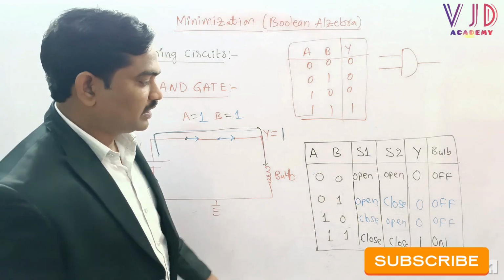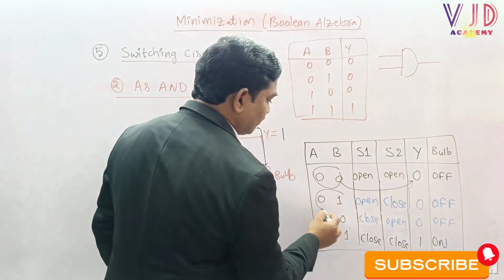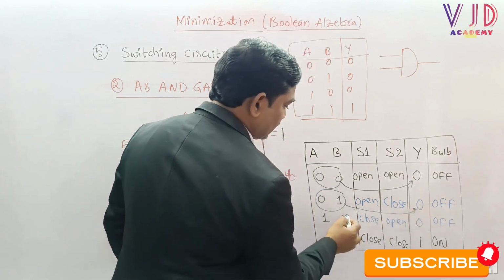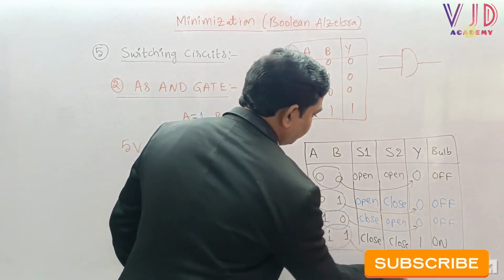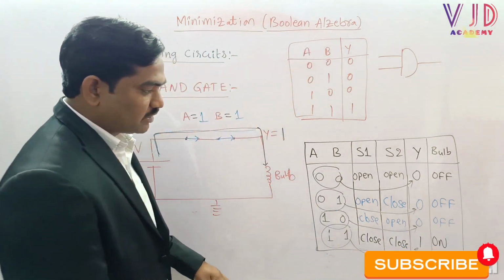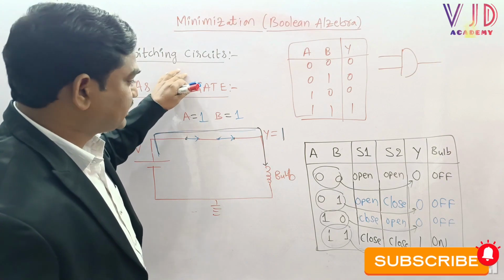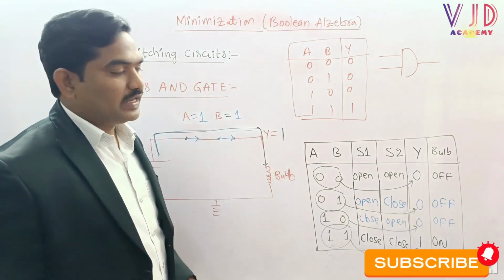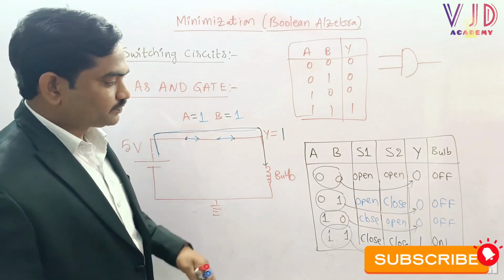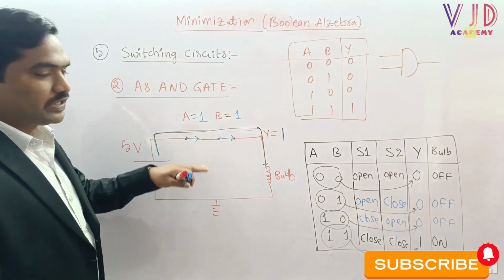Based upon the truth table, the moment we apply 0, 0, the output is 0. When we apply 0, 1, the output is 0. When we apply 1, 0, the output is 0. When we apply 1, 1, the output is 1. This is satisfying. We can say that this switch circuit action is satisfying the basic truth table of the AND gate. Based upon this analysis, we can say that this is called the switch circuit AND gate.